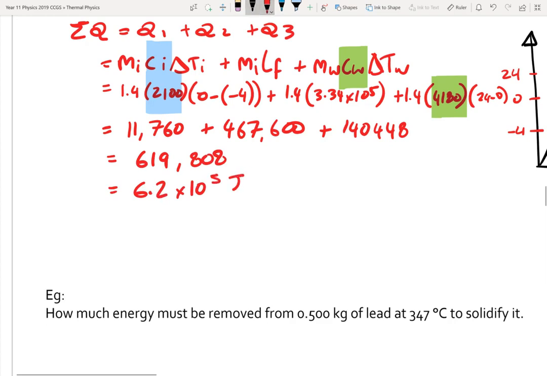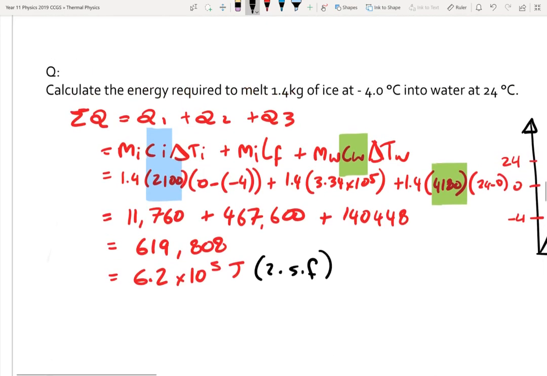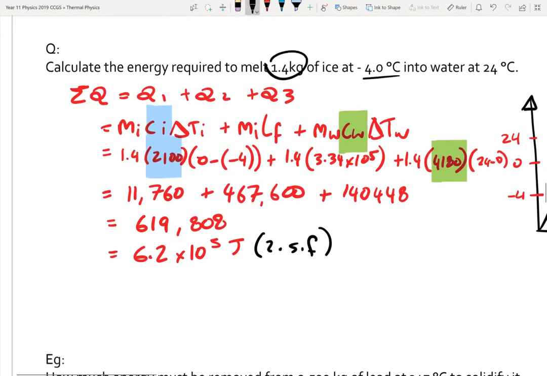Could somebody explain to me why I chose 2 sig fig? Everything's 2 sig fig. All right, so we just go 2 sig fig.